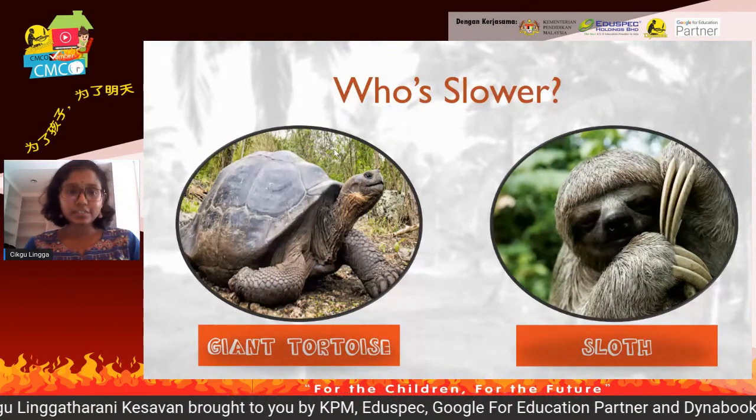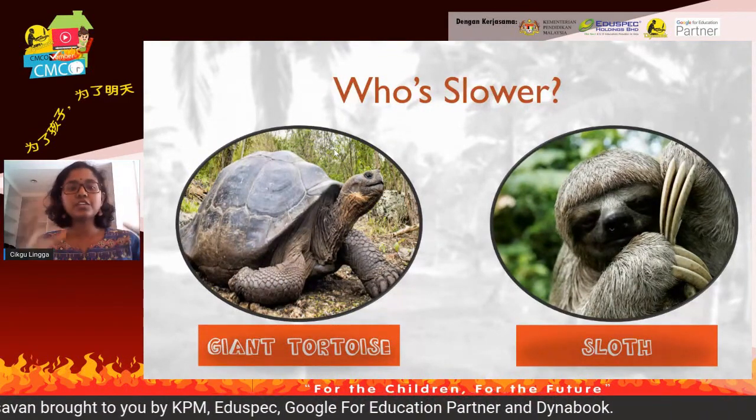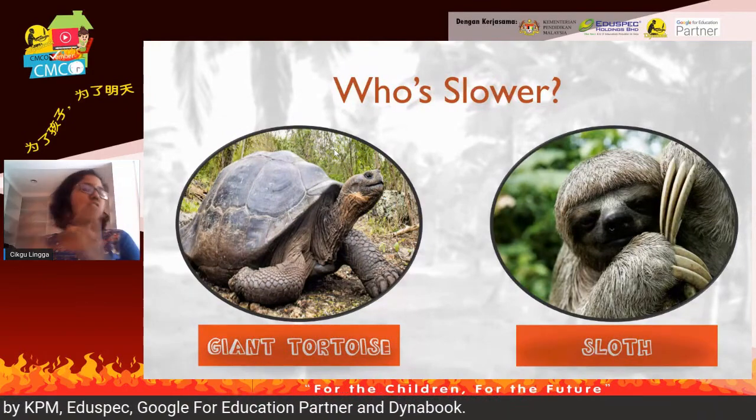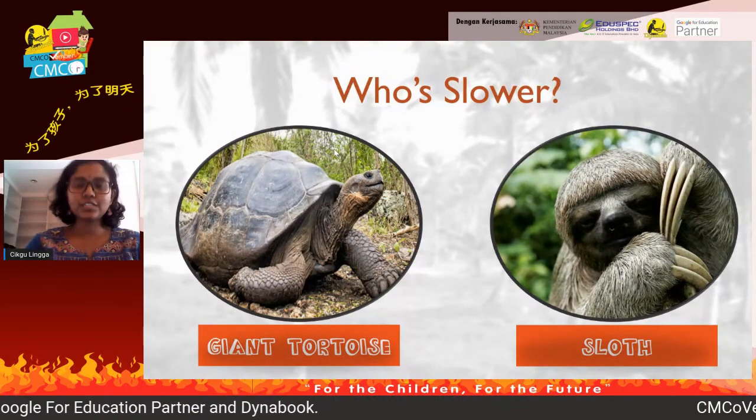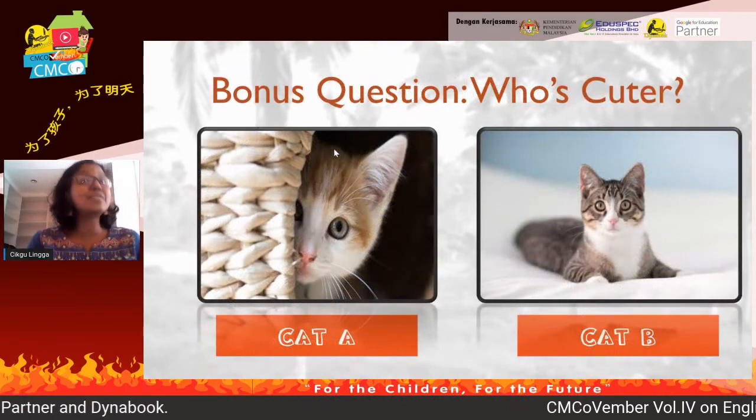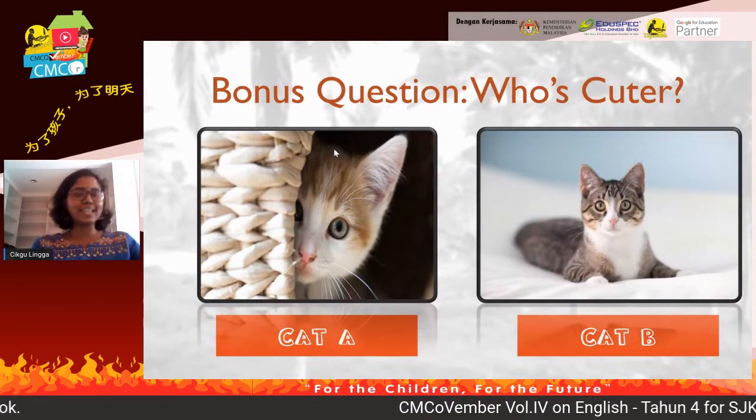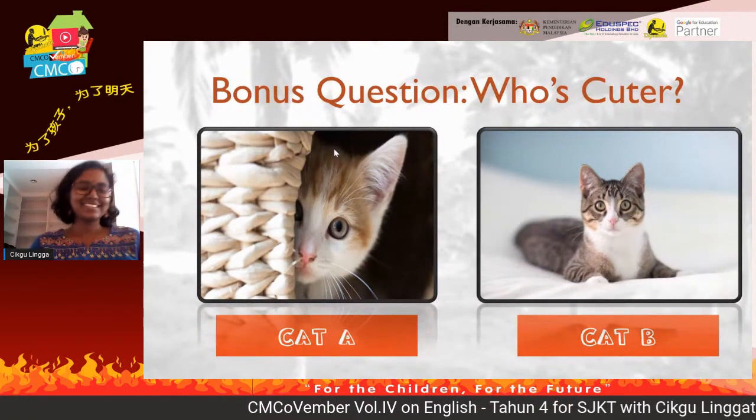So the answer here is sloth, yeah? A giant tortoise is slow, but it is not as slow as the sloth. Okay, let's go to the next question. This is a bonus question. Who's cuter, cat A or cat B?